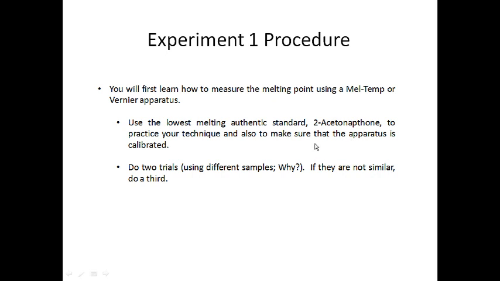If it's not calibrated well, there's not a whole lot we can do about that in this experiment. If you get a melting point that's 5 degrees below the literature value, just keep that in mind when you're given your unknown, that your unknown probably has a melting point 5 degrees higher. What you're going to do for the 2-acetonaphthone is make two separate capillary tubes full of samples, and measure the melting points of those 2 independent samples.